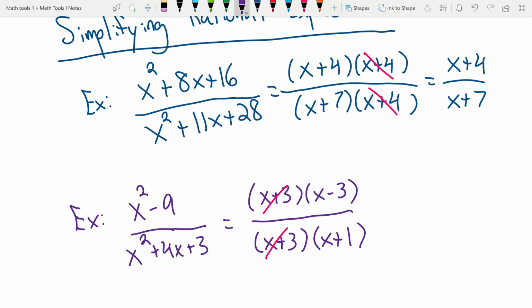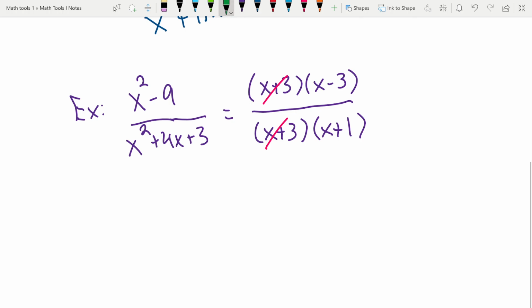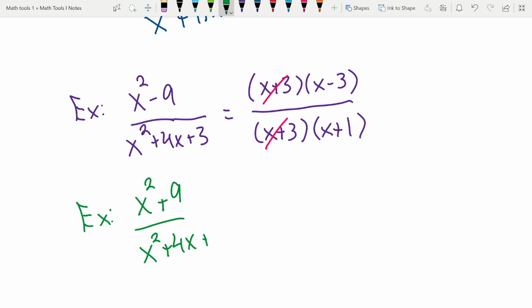if you didn't have anything to cancel out, like if, let's say we were doing x squared plus 9 over x squared plus 4x plus 3. So in this context, there's nothing to cancel out. x squared plus 9 is not factorable. So the only way you could cancel something out is if the bottom had an x squared plus 9 in it, which it doesn't.